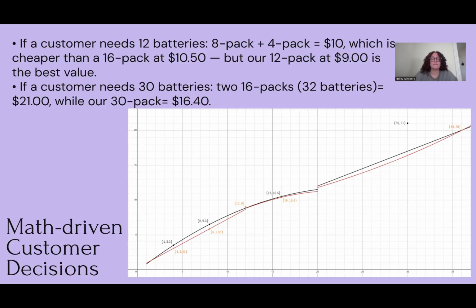And then if a customer needs 30 batteries, they would purchase two 16 packs, getting them to 32 batteries, costing them $21, but then also getting them two more batteries than they desire. While buying our 30 pack would cost them $16.40.